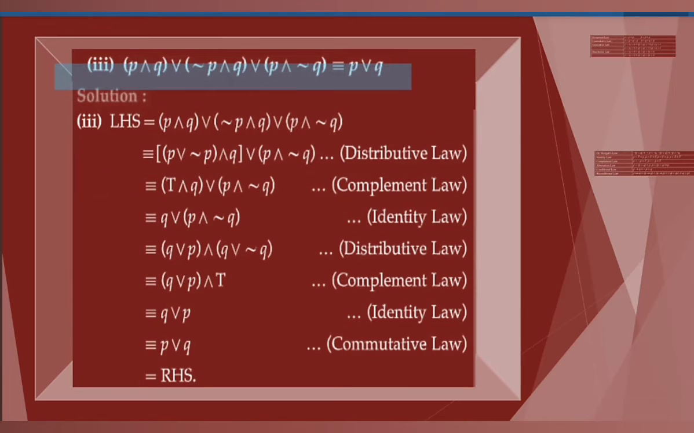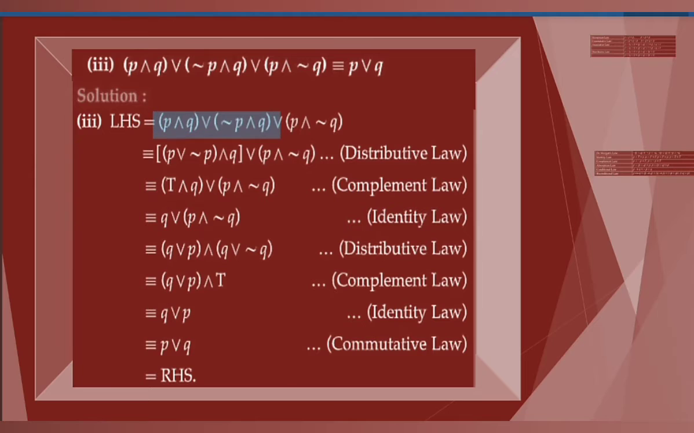Let's see question number 3. P and Q or negation P and Q, or in bracket P and negation Q, is equivalent to P or Q. Here this statement is equivalent to this statement. We prove it. Solution: let's take the LHS. This is the LHS, and we use a law. In this statement we use the distributive law on these two brackets.